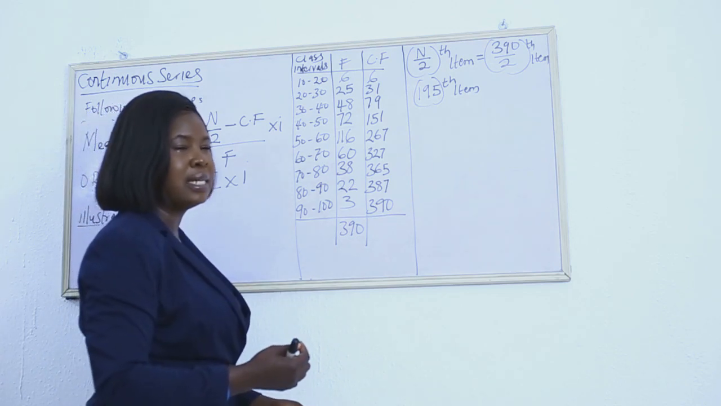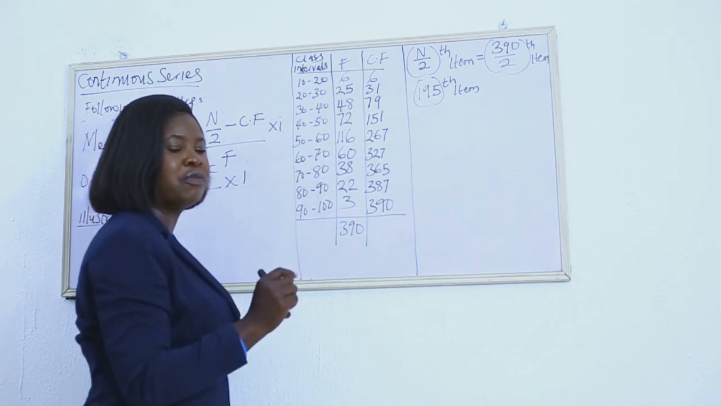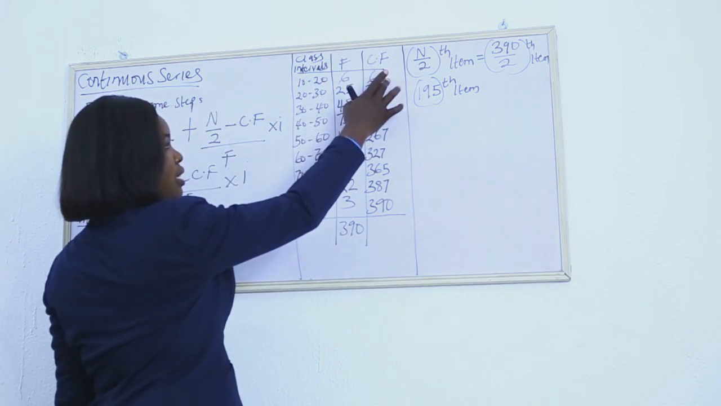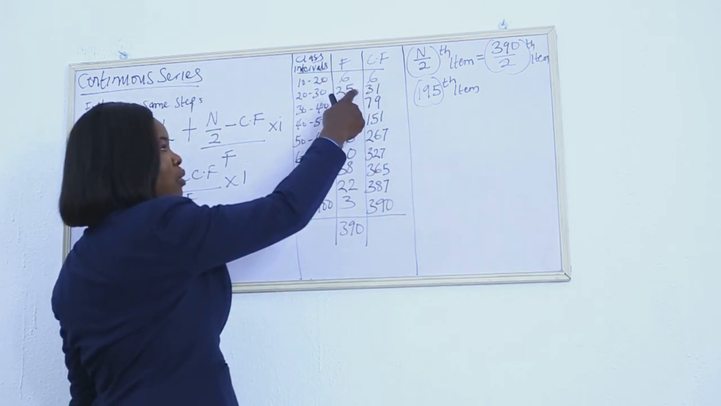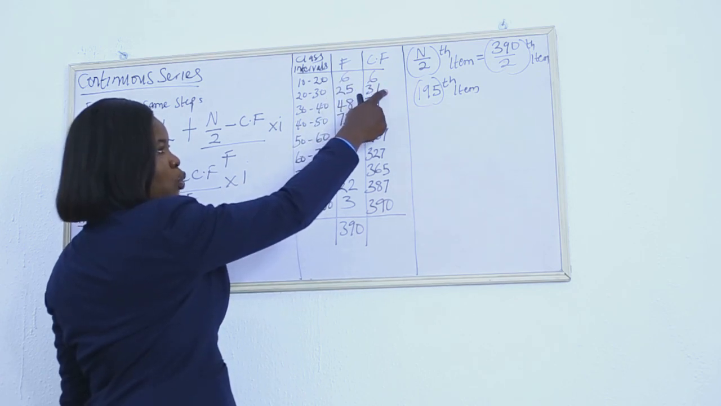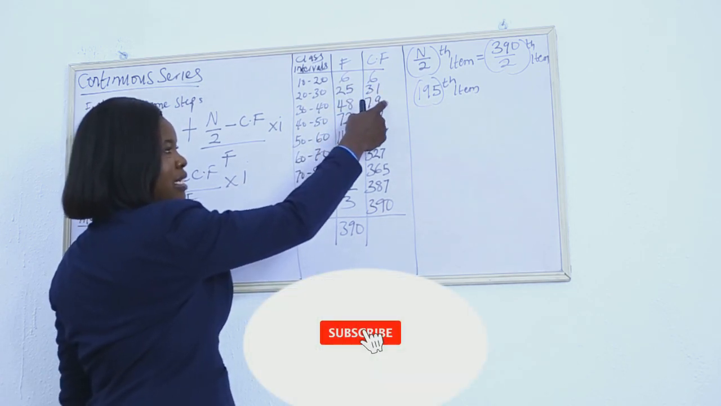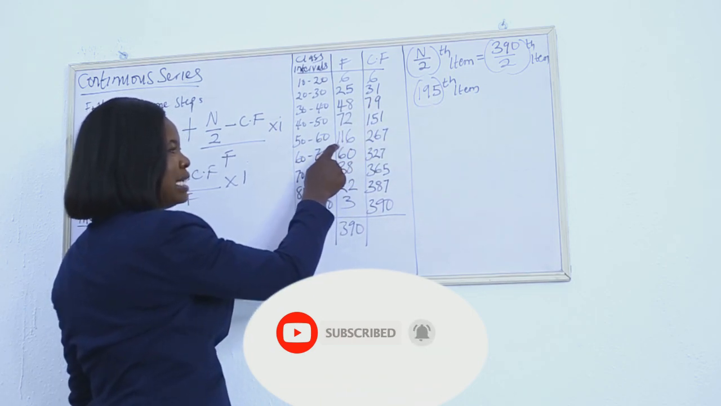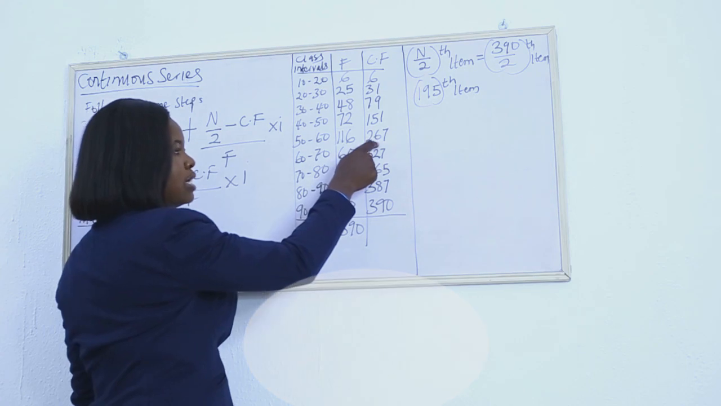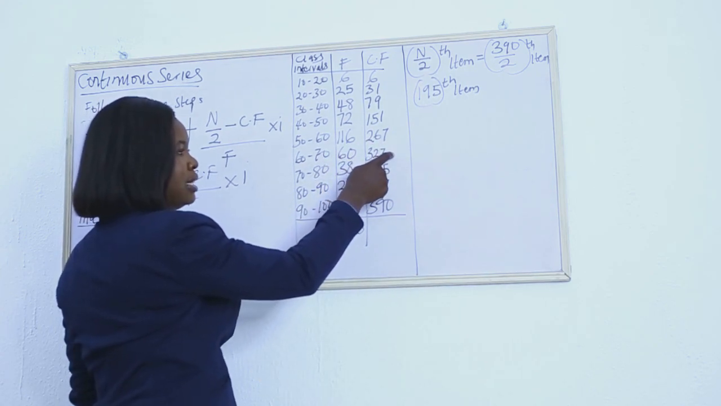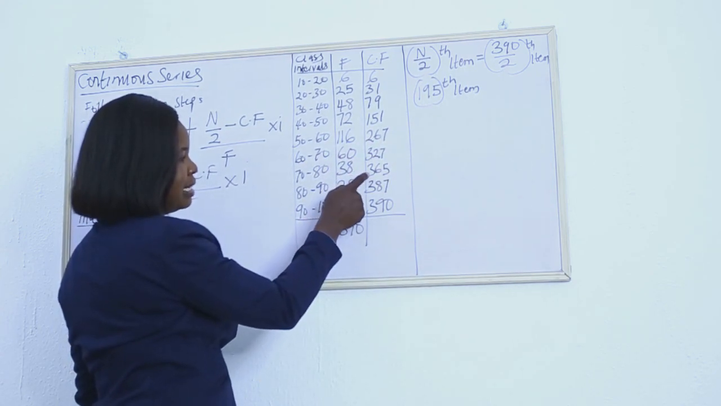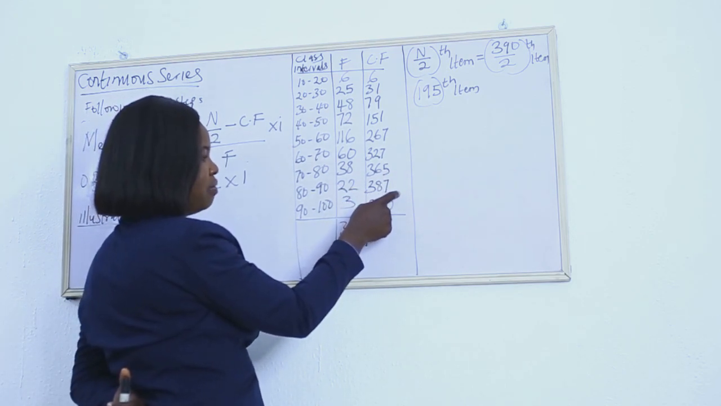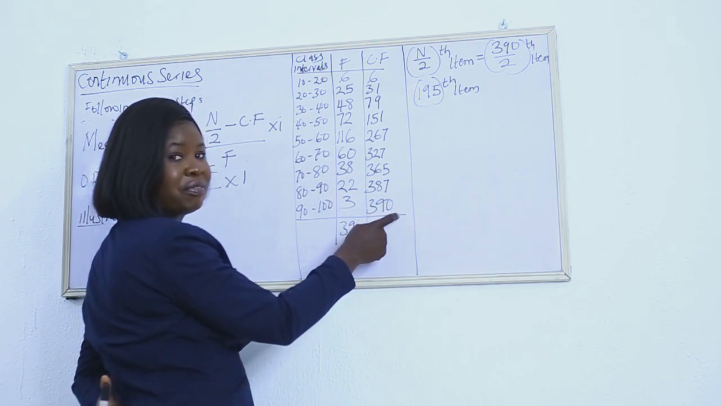And we automatically assume that the first value is added to 0. So 6 plus 0, we have 6. Then 6 plus the next value, 6 plus 25, 31. 31 plus 48, 79. 79 plus 72, 151. 151 plus 116, 267. 267 plus 60, 327. 327 plus 38, 365. 365 plus 22, 387. 387 plus 3, we have 390.